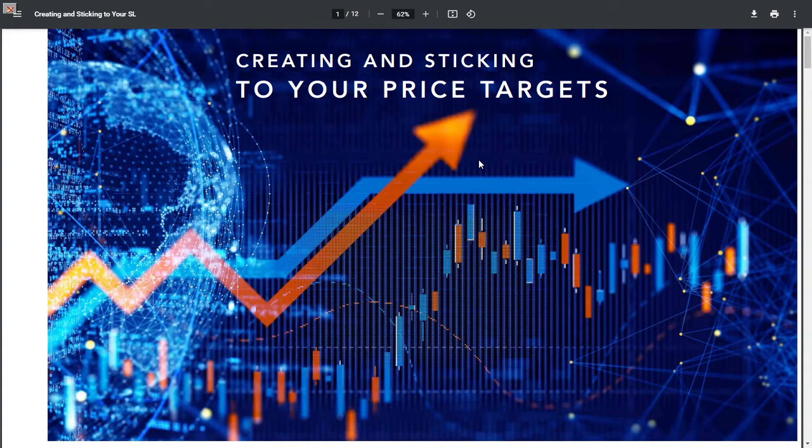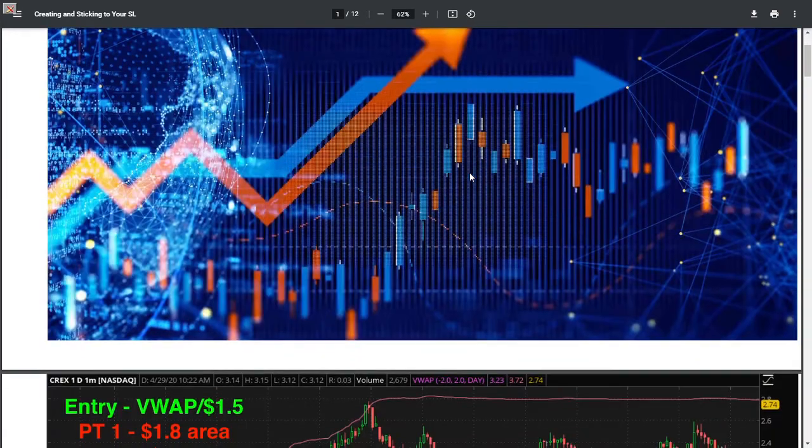It's almost like an overlay. You can put one on top of the other, like those old school charting things from math back in the day, where the teacher would put one clear sheet on top of another on the projector screen. You're kind of layering it, and this is a good layering session. So you'll have stop losses, your entry, and your price target. This week's lesson: creating and sticking to your price targets.